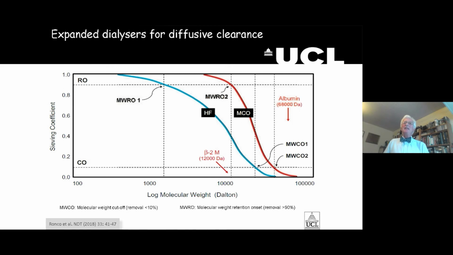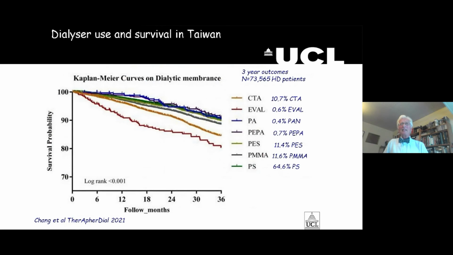And you can see here the difference between a high flux dialyzer in blue and the orange color of the middle cutoff membrane. So we get an increased loss of so-called middle molecules in this range. And in the next slide, the question arises, well, does it really matter what type of dialyzer is used in terms of the polymer composition?